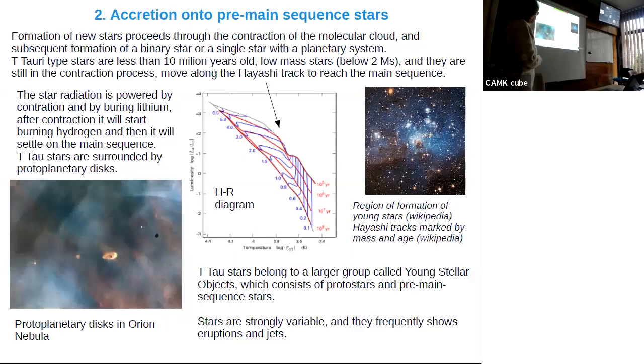So I mentioned already that in the case of massive stars, we do not observe this evolution because it's too fast, it's messy, and we do not see anything. On the other hand, in the case of low mass stars, like 2-3 solar masses and below, we can observe the process quite well. The process takes place in some nebulae where there is a lot of dense molecular material, and then new stars form there. And we see them on the Hertzsprung-Russell diagram before they reach the main sequence.